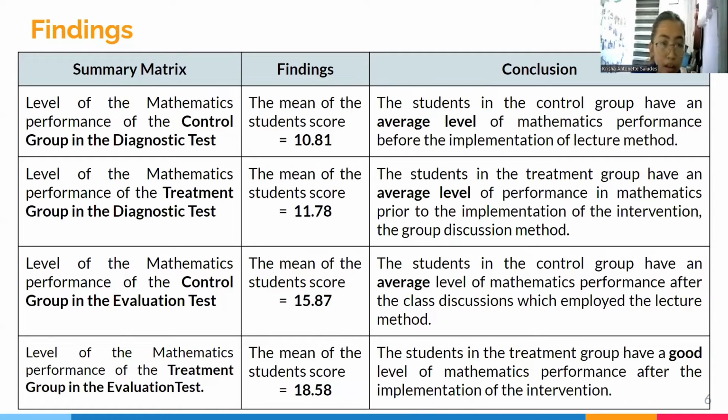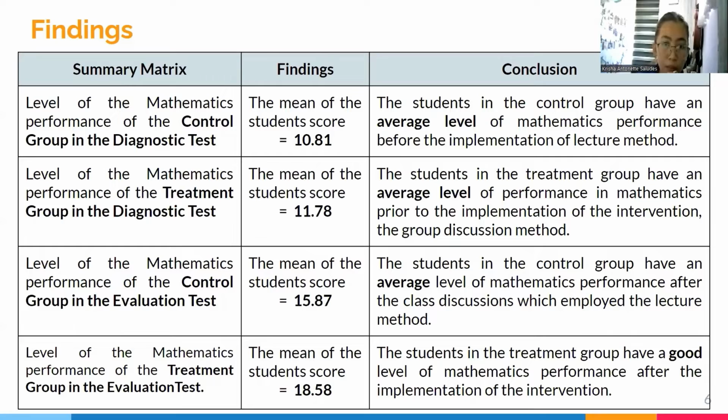On the other hand, for the treatment group in the diagnostic test, we have a mean student score of 11.78. This means that the students in the treatment group have an average level of performance in mathematics prior to the implementation of the intervention, the group discussion method. So we can notice that the performance of the control group and the treatment group is on the same level. They both have an average level of mathematics performance.